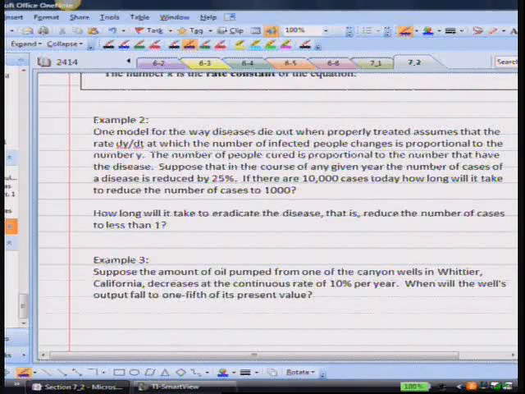So again, it's this idea where y is the amount that had the disease to begin with. It says the number of people cured is proportional to the number that have the disease. Suppose that in the course of any given year, the number of cases of a disease is reduced by 25%. If there are 10,000 cases today, how long will it take to reduce the number of cases to 1,000?